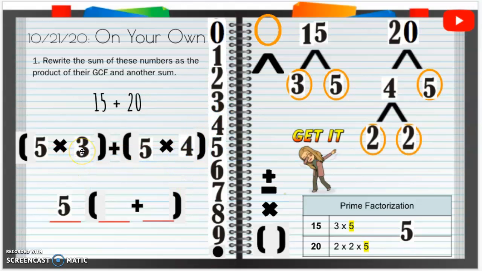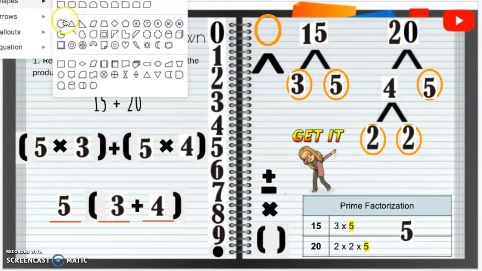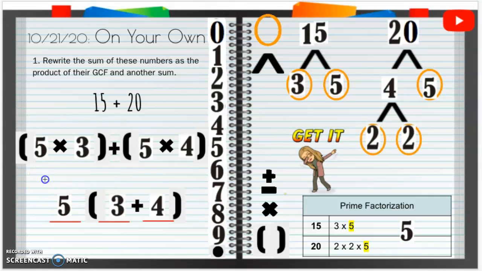Now we're going to take these numbers. I'm going to take this 3, and I am going to put it in our first set of parentheses here. I'm going to take this 4, and I'm going to put it in our second term in the parentheses. So our answer is going to be 5 times the quantity of 3 plus 4.